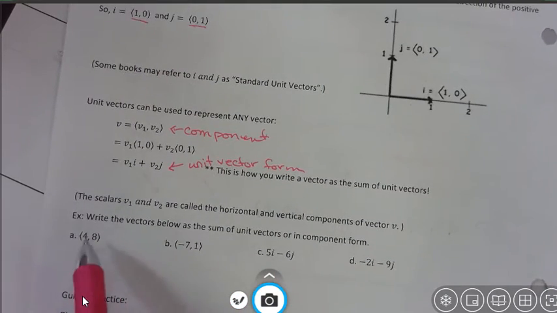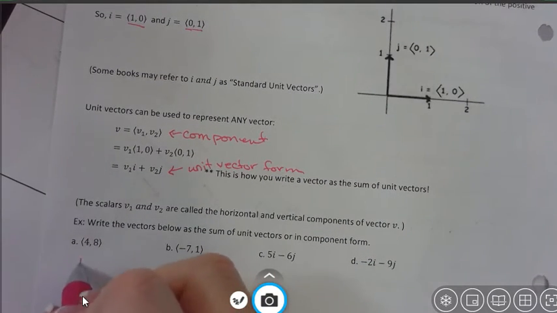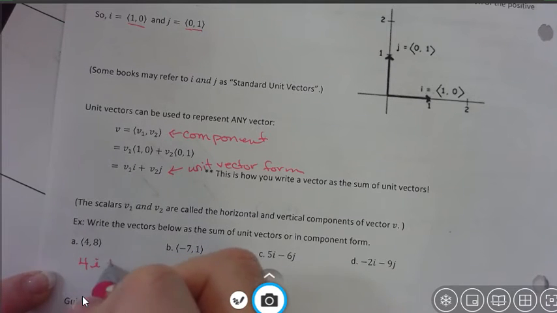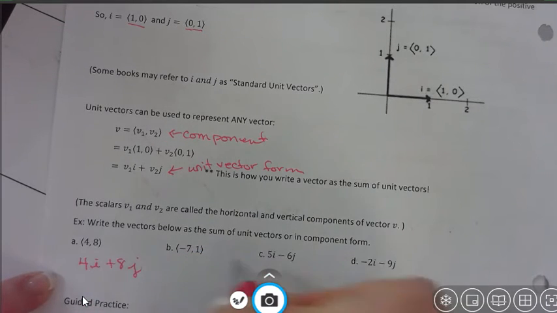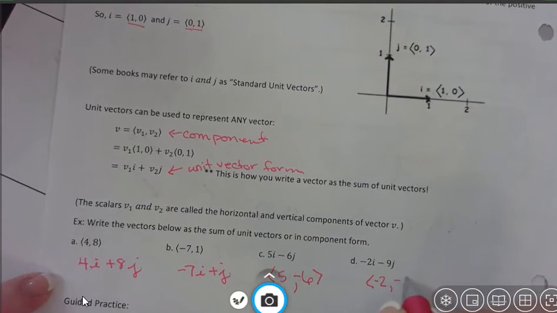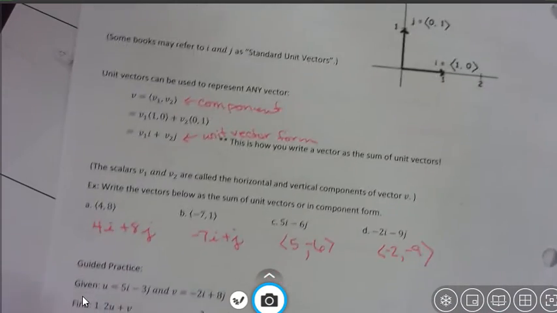All right, and so looking at this, how do you rewrite these? Well, 4i plus 8j. This one's -7i plus j. This one, we want to write in component form since it's already in unit vector form. 5, -6, -2, -9, and we're done.